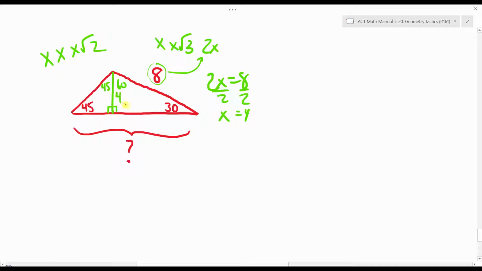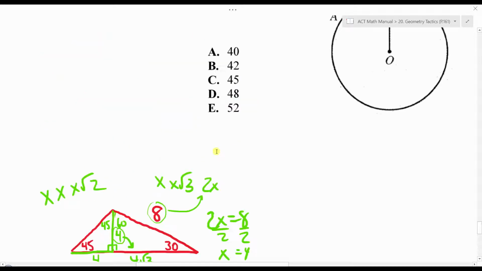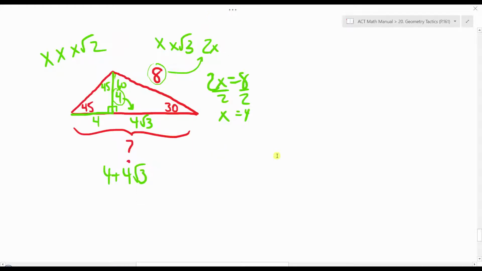So we've got a 4 here. The side across from the 60 would be 4 root 3. And in the 45-45-90, these two legs are equal because the vertical leg is 4. That means the horizontal leg has to be 4, which means this entire side is 4 plus 4 root 3. So dropping that altitude reveals the slightly easier way to do this, unless, again, trigonometry is really easy for you. Law of sines, law of cosines, all that stuff.